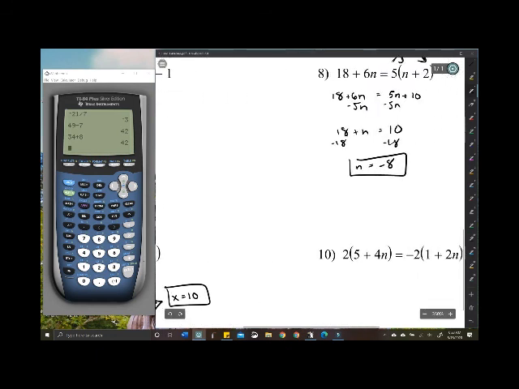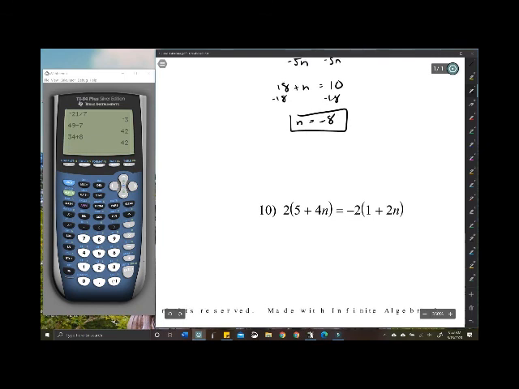Okay, and this time for real, last one, 2 times 5 is 10, plus 8n is equal to negative 2 minus 4n. All right, let's add the 4n over. That's 12n. I'm going to subtract 10. And 12n equals negative 12. Be careful, because that means n equal to negative 1.